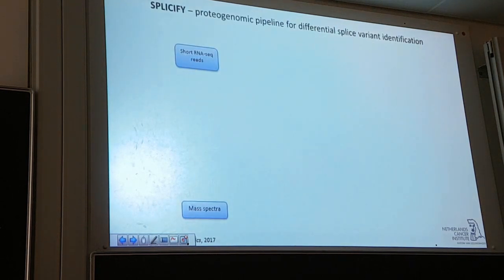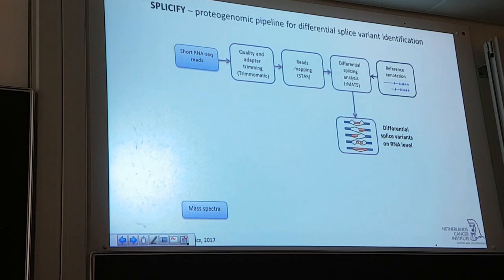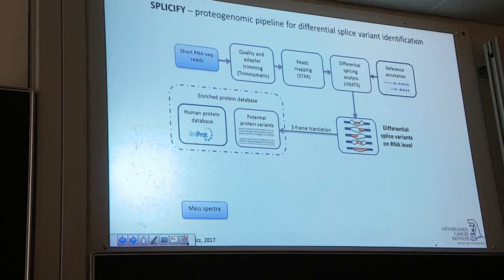And this is how we design our proteogenomic pipeline. Our input is short RNA-seq reads and mass spectra. We do the standard processing of RNA-seq, I hope you know it: quality and adapter trimming, read mapping, and then we do differential splicing analysis to obtain the differential splice variants on RNA level. For this we need a reference annotation, so the tool really needs to know the coordinates of exons and introns to do this analysis.